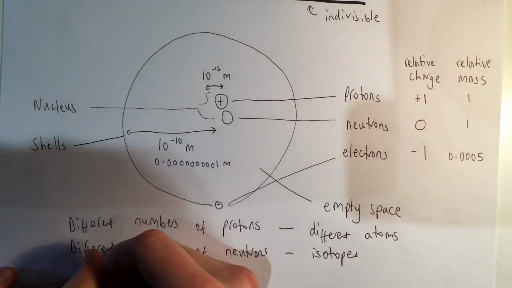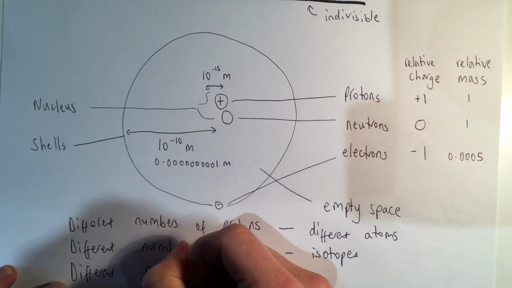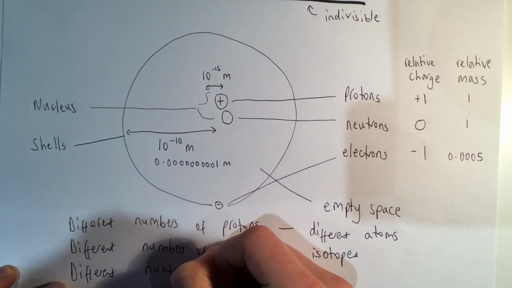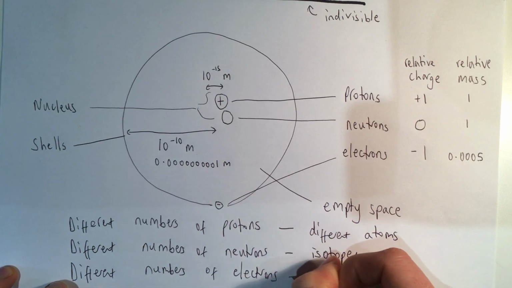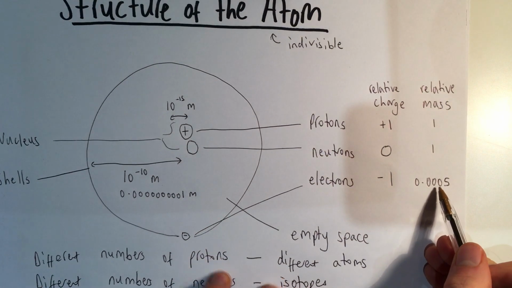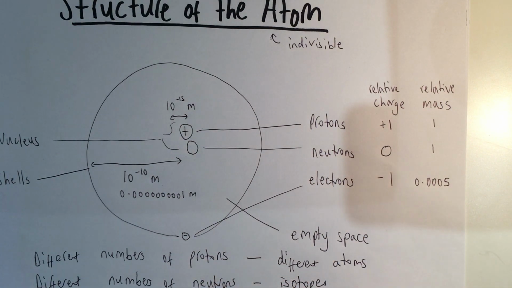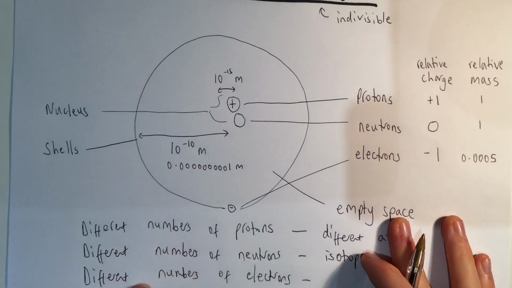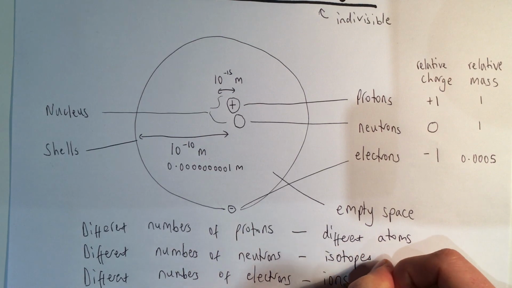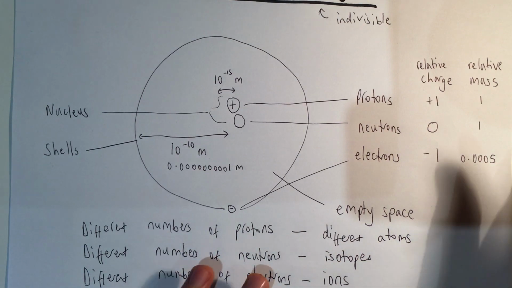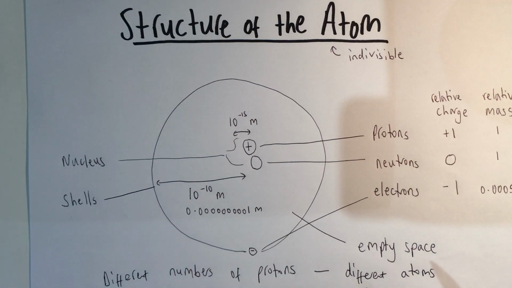And finally, if there were different numbers of electrons, if we look at electrons, they do not affect the mass of the atom, but they do affect the charge of the atom. So different numbers of electrons in an atom would affect the charge of the atom, and that results in particles called ions. And again, we'll look at that in a separate video as well. So there you go, that's the diagram of a basic structure of the atom.